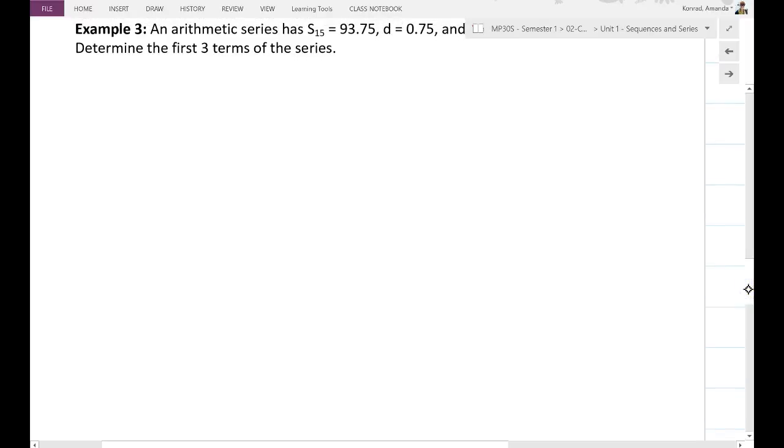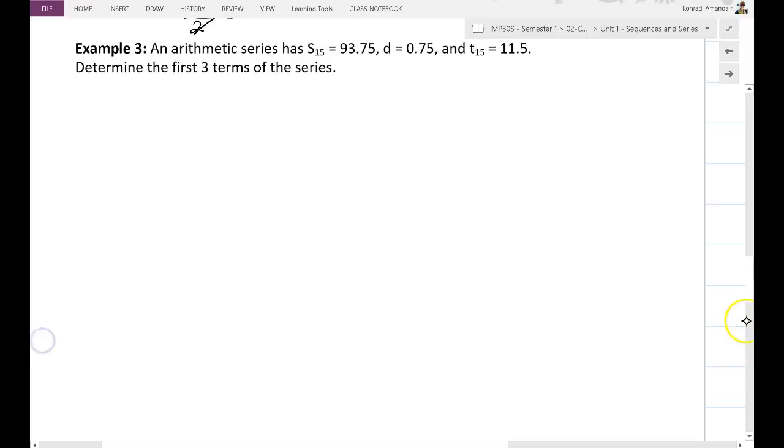So example 3. An arithmetic series has a sum of 93.75 and a common difference of 0.75, and term 15 is 11.5. Determine the first 3 terms of the series.